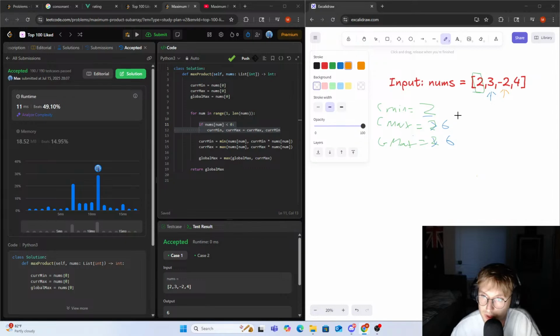Okay, so when we swap here, what are we going to look at? We're going to look at our curve min. Our curve max is going to become 2, and our curve min is going to be 6. So our curve min will be, what, -12 is what we're looking at.